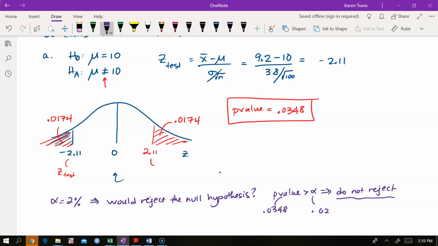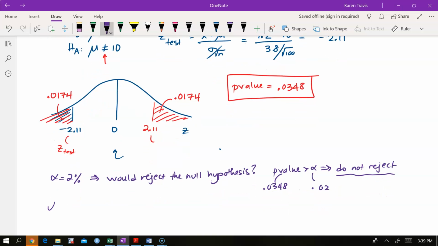A way of thinking about do not reject means we did not have strong enough evidence to convince us that the mean was not equal to 10 because what happened with our sample was basically too close to the null hypothesis. However, if alpha had been 5%, would we reject the null? Well, p-value would be 0.0348 still, because that's always determined by the sample.